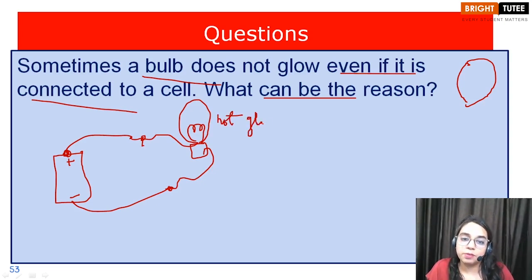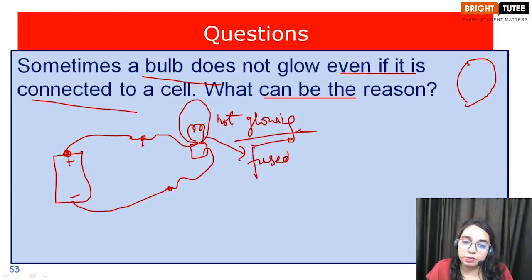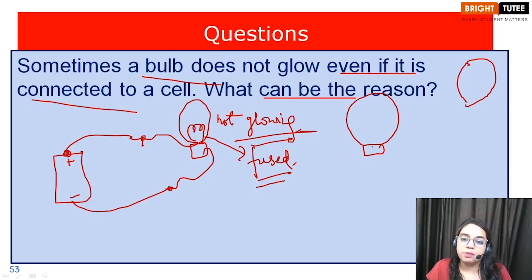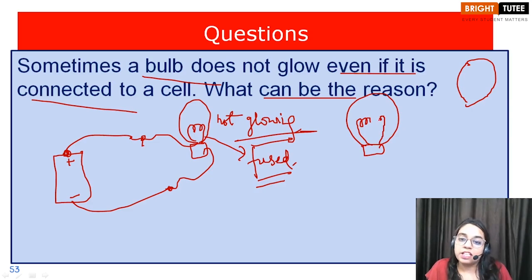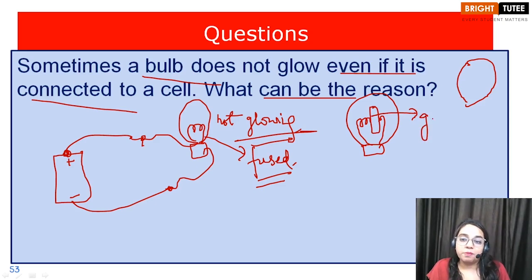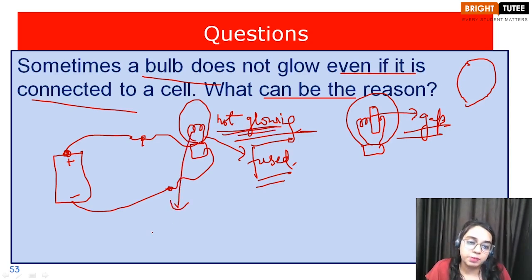So what could be the possible reason for this? The possible reason is, children, there might be a fault in the bulb. That is, the bulb can be a fused one. But what is a fused bulb, children? If we look carefully inside the bulb, we will observe that the filament, the thin wire that we studied about, is broken. There is a gap in between, and whenever there is a gap or break in the path of electric current or electric circuit, the bulb will not glow, children, right? So the filament must be broken.